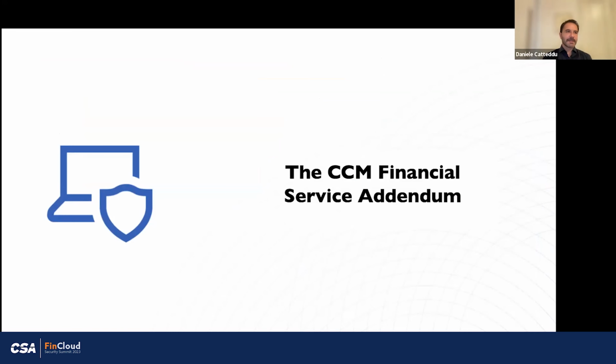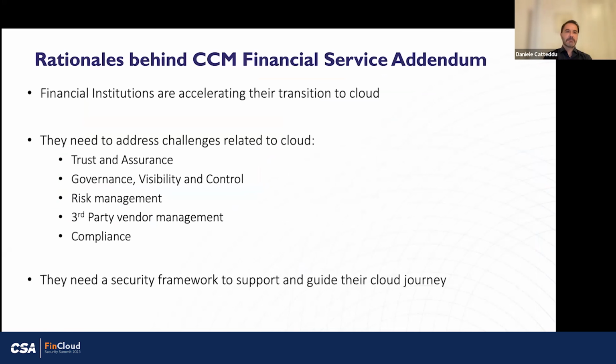So then, the question is, what's next? And what's next on the CSA side is, as I mentioned in the beginning, the creation of a financial service addendum to the cloud control matrix. And why are we doing this? After what Emily just said, I think it's kind of pretty obvious.